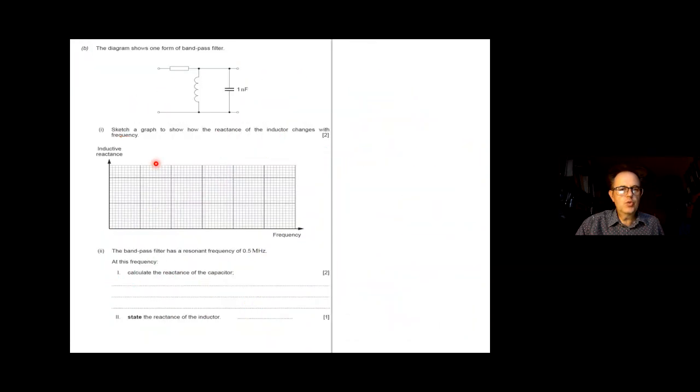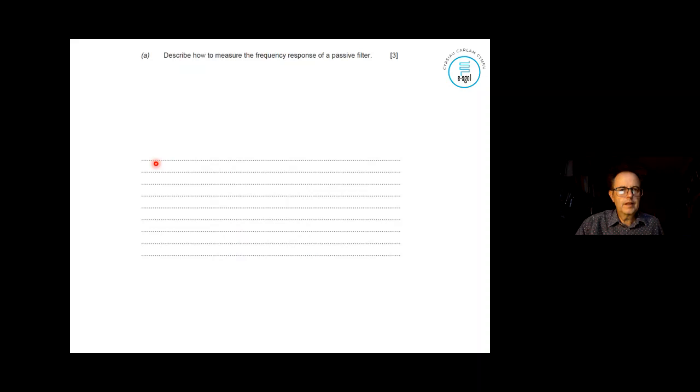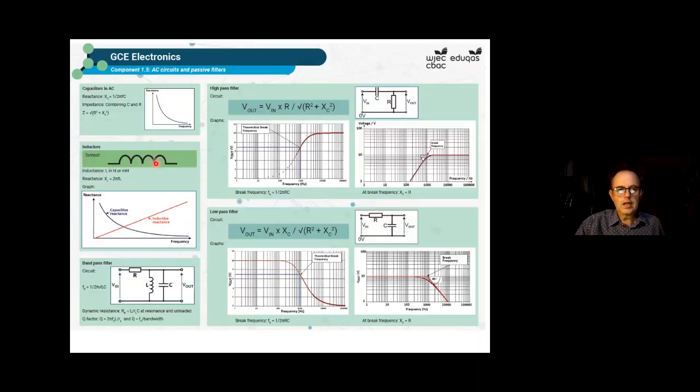When it comes to your filters, know the diagrams for your different filters: bandpass, low pass, high pass. Know your break frequencies, and know that at resonance the capacitive reactance and inductive reactance are equal to each other. Okay, so that's the summary for filters and for thyristors.